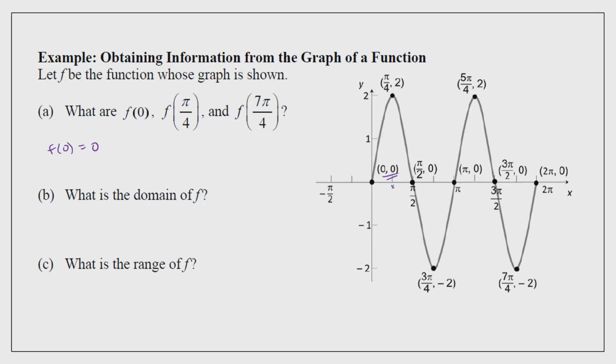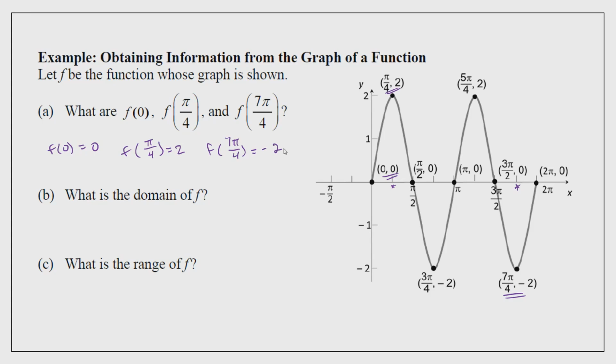So pi over 4 is right here. So this would be my point. Therefore, f of pi over 4 equals 2. Now we need to find f of 7 pi over 4. So 7 pi over 4 is right here. So our point is right here, which means f of 7 pi over 4 equals -2.